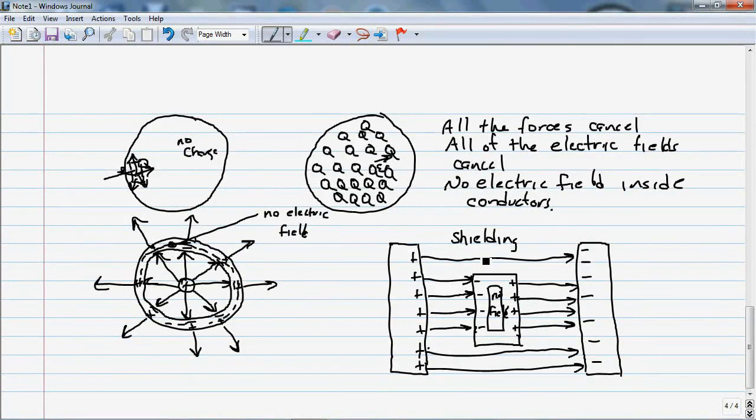This also explains why, if your car is hit by lightning, as long as you're not touching the surface of the car, you will not get struck by lightning. The charges get distributed over the shell of your car, and the electricity or the charge won't go through, and you can't be struck by lightning on the inside of the car.